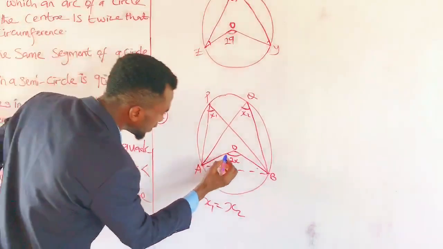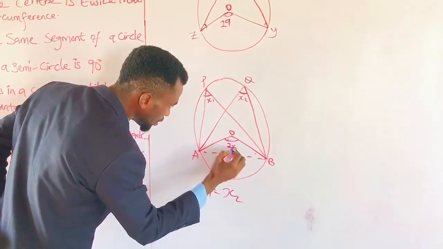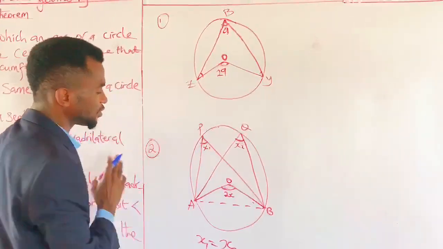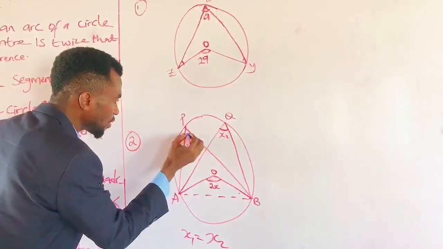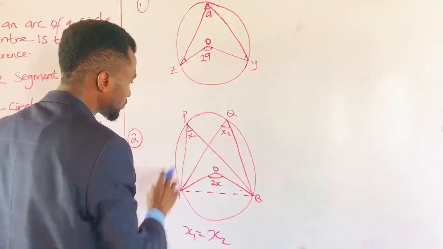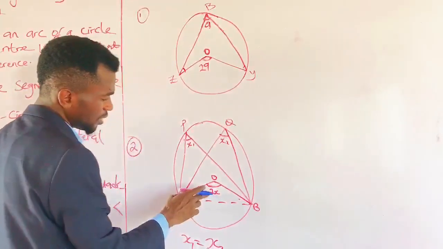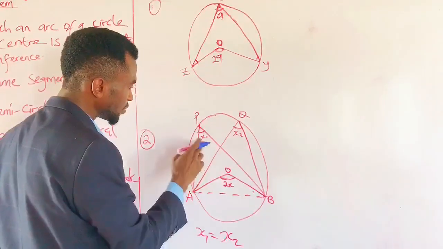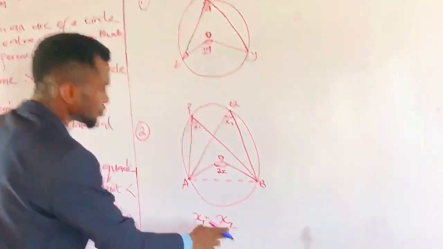Now we have our center O with the angle equal to 2x. If here is 2x, and we said from our first theory that the angle subtended at the center is twice the one at the circumference. If this is one at the circumference, this other one is another circumference angle. So x1 is equal to half of this one. That implies that the angle at the center is twice the one at the circumference. So we can say x1 is equal to x2.